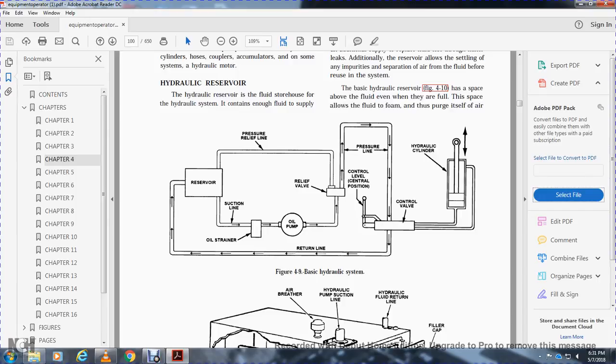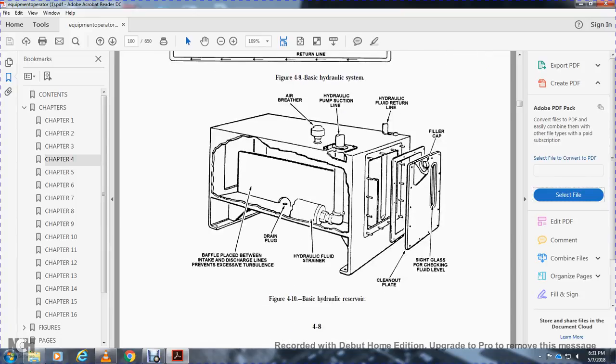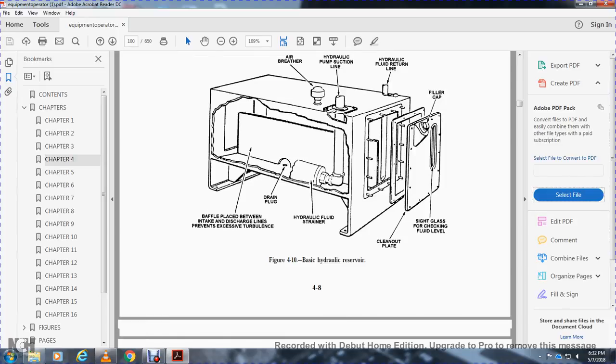Figure 4-9, the basic hydraulic system, goes from the reservoir to the suction line, oil strainer, oil pump, and the pressure relief line to the pressure relief valve. From the pressure line to the control lever position, the control lever, the hydraulic cylinder, and the control lever, back to the reservoir. The basic hydraulic reservoir has a baffle placed between the intake and the discharge line, a drain plug, a hydraulic fluid strainer, a clean-out plate, a sight glass, the return line, the pump intake line, and an air breather.